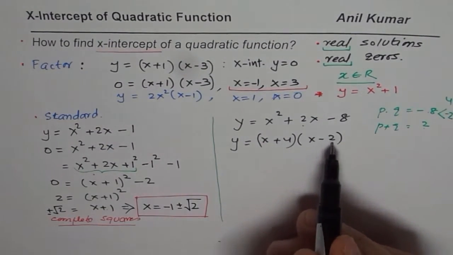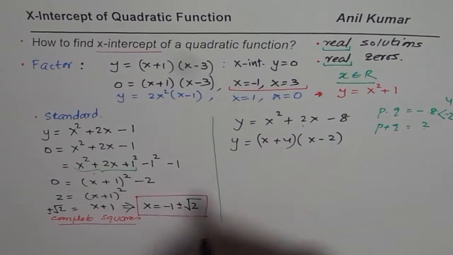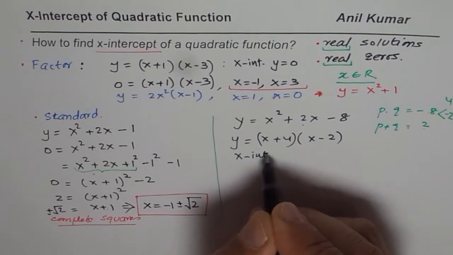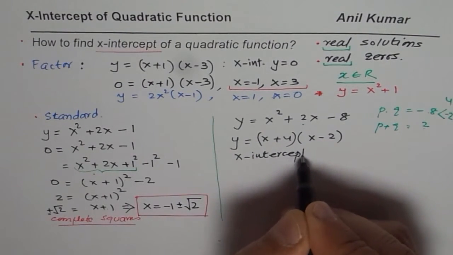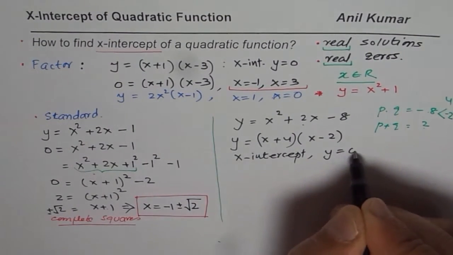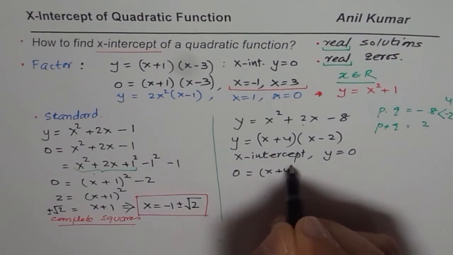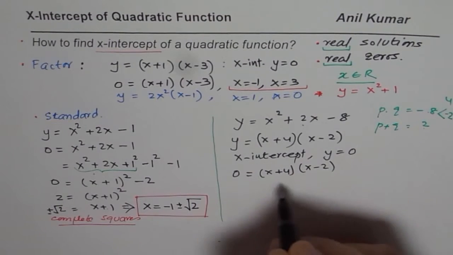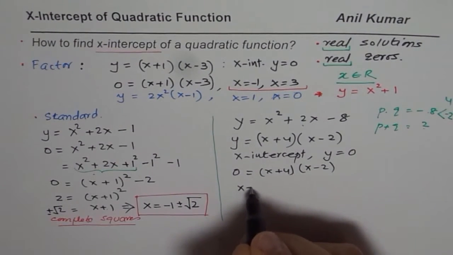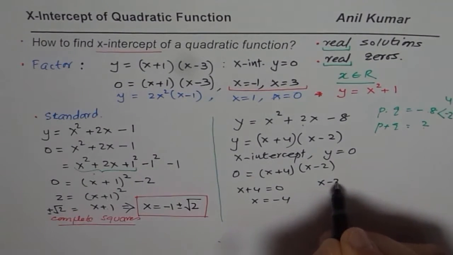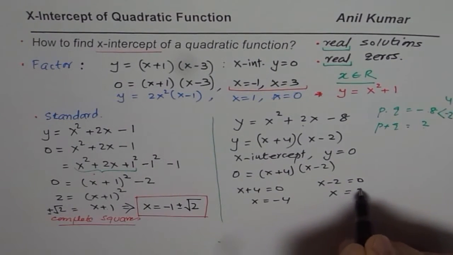Once you have factored, you can apply the techniques which you have already learned. Equate each factor to 0. We want to find the x-intercept, right? That means y equals 0. So we'll equate 0 and write the factored form of the equation, right? Now equate each factor to 0. If I do x plus 4 equals 0, I get x equals minus 4. If I do x minus 2 equals 0, I get x equals 2.